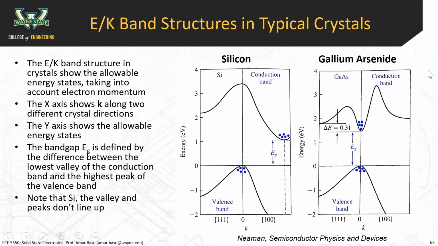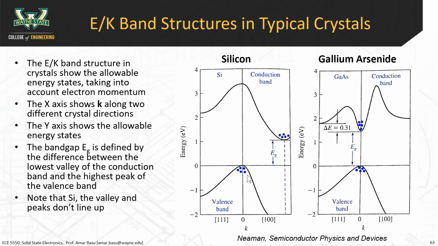Now let's talk about a different type of semiconductor. Silicon is an example of what's called an indirect bandgap semiconductor. Indirect bandgap means the top of the valence band does not line up with the bottom of the conduction band. I have another slide on this, but I'm just defining it for you right now. In an indirect bandgap semiconductor, for an electron to go from the conduction to the valence band, it has to change energy and it has to change momentum.